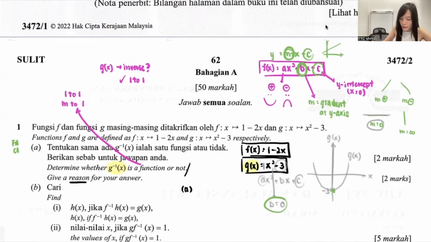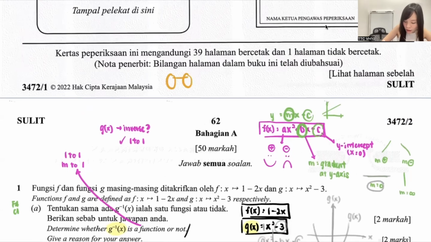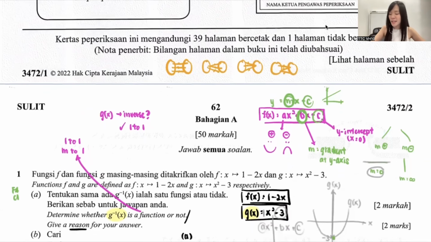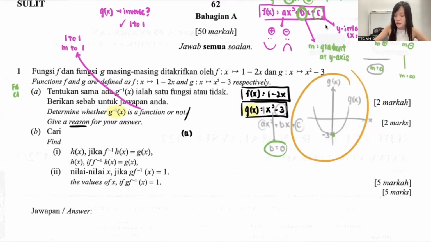Based on your basics, you all know 1 to 1 is like that. 1 to many is like this, right? Many to 1 is like this. Many to many is very complicated. That is provided you draw two circles, called an arrow diagram. But guys, nowadays they don't like to draw two circles. They like to draw a graph. So if they draw a graph, how do you know they are 1 to 1 or many to 1?